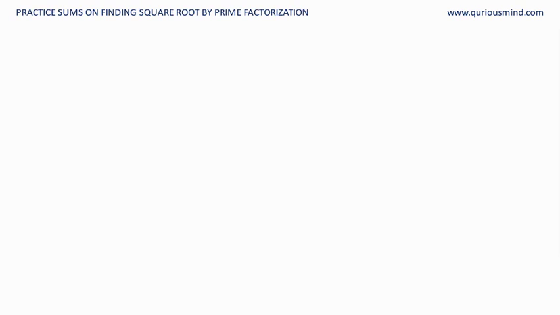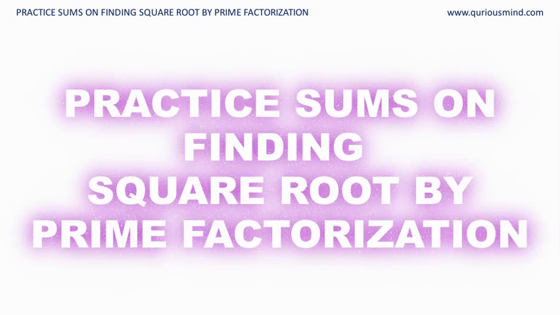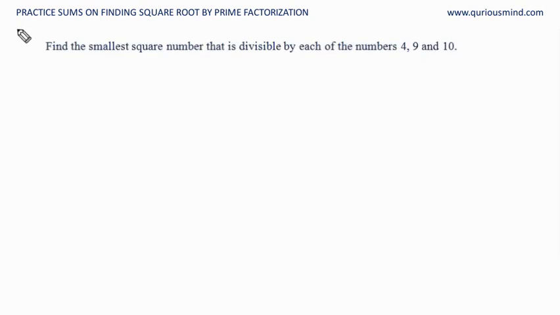Hello everyone. In this video, we will solve a few typical practice sums which are related to finding square root by prime factorization method. Let's solve the first. Find the smallest square number that is divisible by each of the numbers 4, 9 and 10.